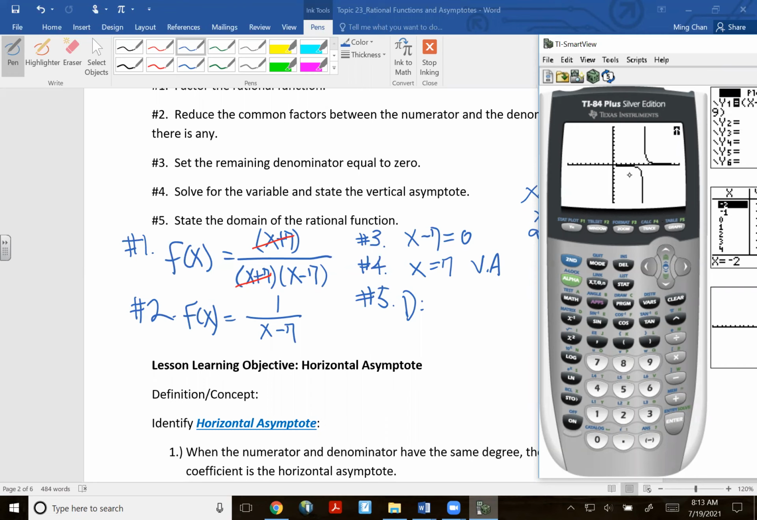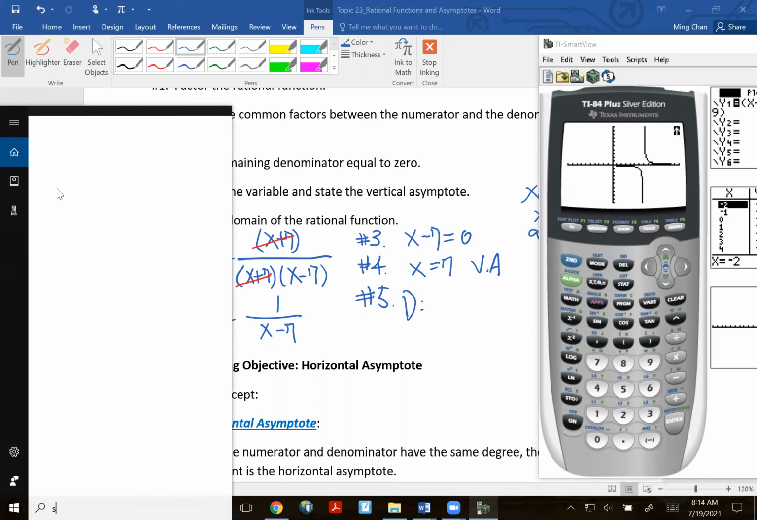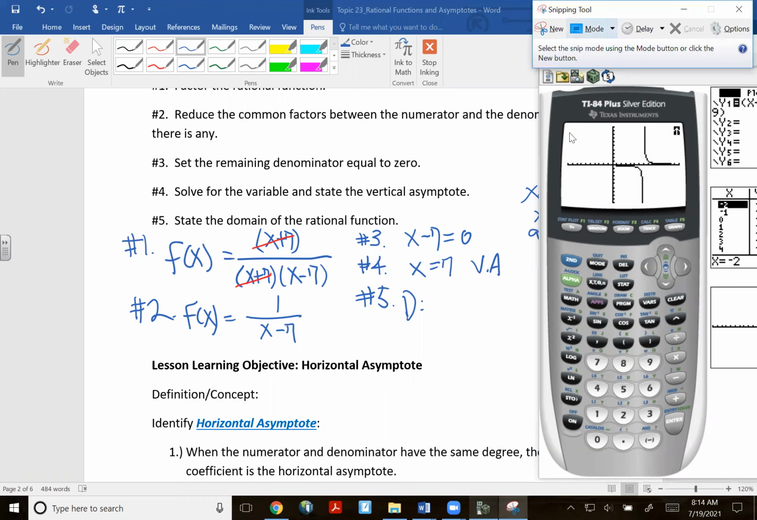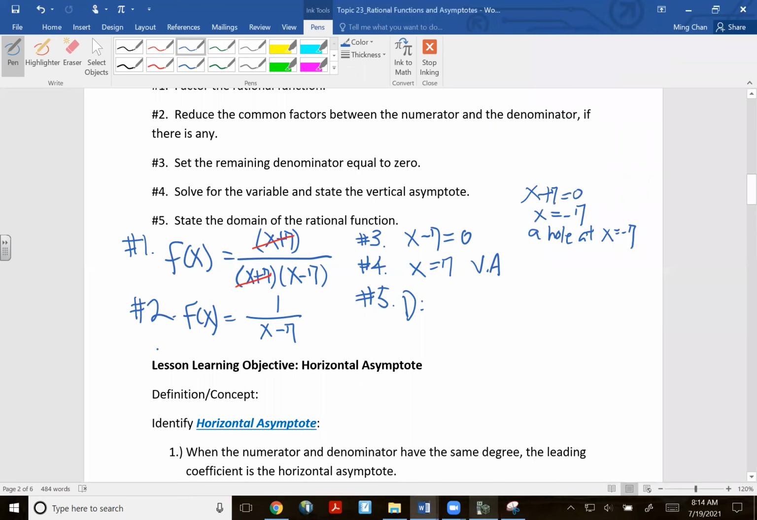So this side keeps on going to the left, and this part will stay right below it. The other part keeps on going to the right, and it will stay right above it. So I'm going to take a picture of this graph. I'm going to show you.